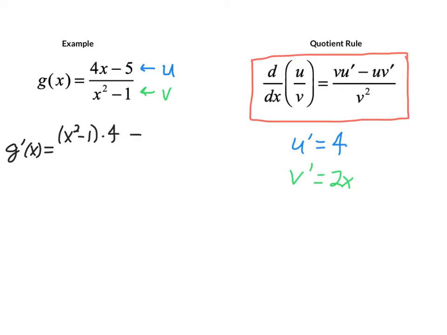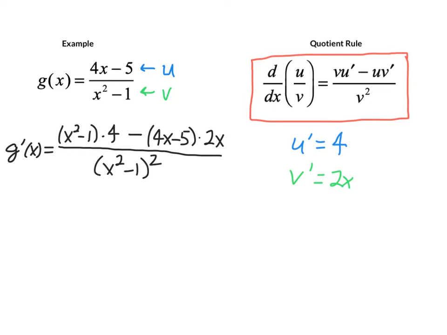and then we're subtracting in the quotient rule. So vu prime minus uv prime. So u is 4x minus 5 times v prime, which is 2x. And that's all divided by v squared. So that's x squared minus 1 quantity squared. So when you do the quotient rule, that's what the rough draft will always look like.